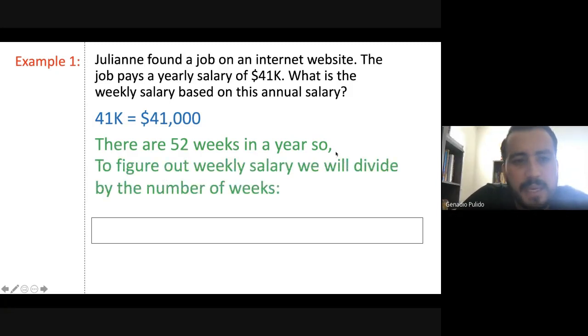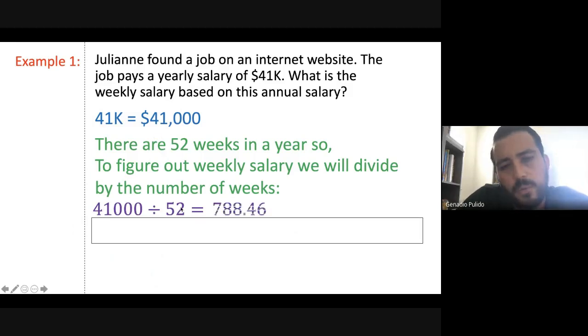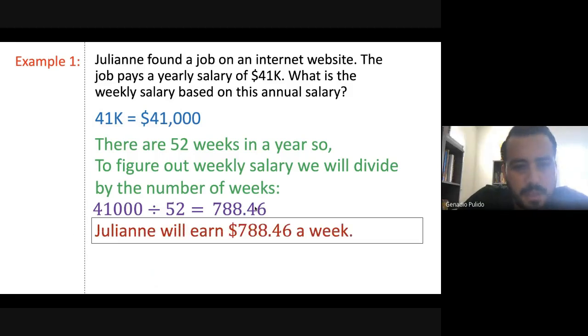So that means that to figure out the weekly salary, we will divide by the number of weeks. In this case, we're going to take 41,000 divided by 52, which gives us 788.46. And I only rounded to 2 decimal places, and the main reason why is because we're talking about money, and in money, we always go 2 decimal places. So what does that mean? Well, it means that Julianne will earn $788.46 a week. That's what her weekly salary would be if we divided it by weeks.